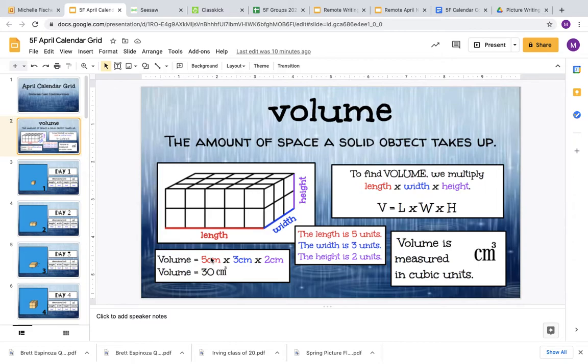Now, in order to find the volume, we have to multiply length times width times height. So here, our volume is 5 times 3 times 2. I could start with 5 times 3. I know that's 15. And then I would do 15 times 2 to get 30 centimeters cubed. Remember, volume is measured in cubic units, so you have to have that little 3 there in your answer.